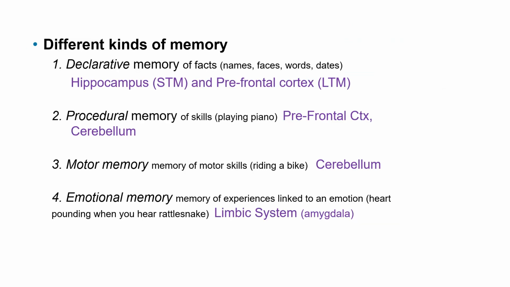So bringing this all together, now we can look at different kinds of memory based on the functions of the brain's areas that we've talked about. As I've mentioned, the prefrontal cortex, we see it here in declarative memory and procedural memory. That's because this is a major data storage area for the brain.